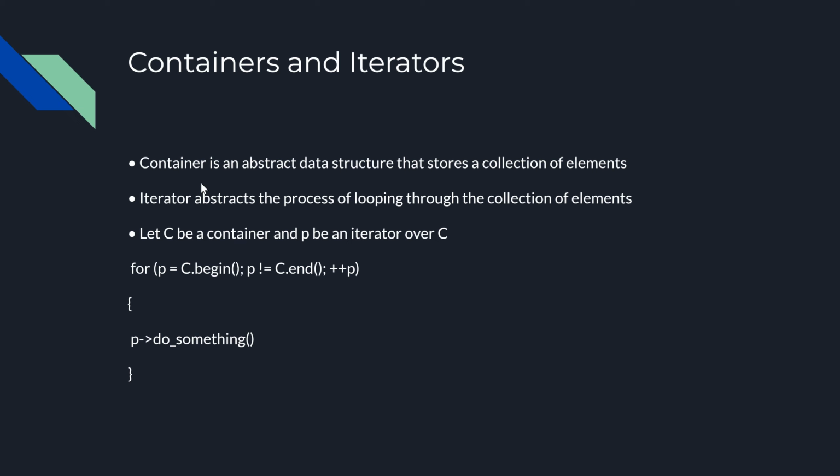Containers and iterators. A container is an abstract data structure that stores a collection of elements. Iterators abstract the process of looping through the collection of elements. Let C be a container and P be an iterator over C. For P equals C.begin, P not equal to C.end, ++P, do something.